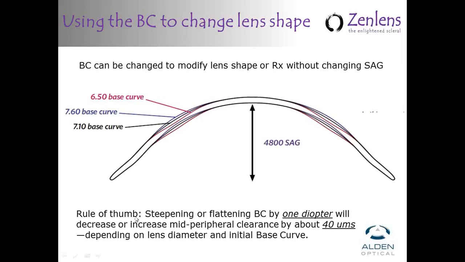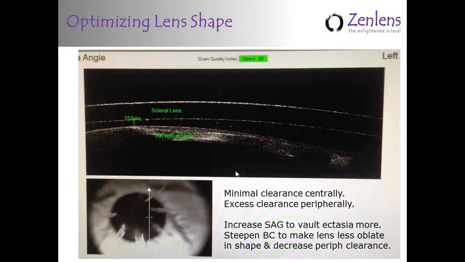A kind of a rule of thumb to think about here is if you steepen or flatten this base curve to increase or decrease this clearance, each diopter that you change the base curve is going to move this point out here at the edge of the optic zone up or down about 40 microns. If you flatten the base curve, it's going to move up. I'm going to show you how this works on a schematic here in a second.